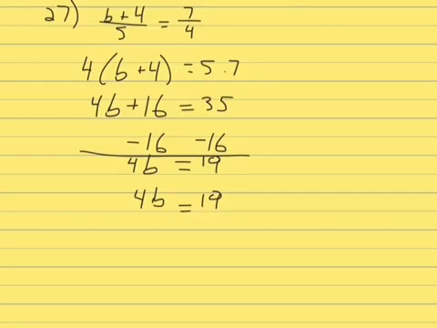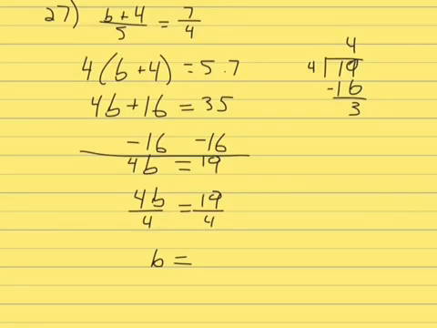We need to divide both sides by the coefficient, and we get b equals 19 divided by 4. Actually, let me do it down here a little bit lower. Sorry. 19 divided by 4, and oops, 4 goes into 19 4 times. That's 16, and we've got 3 remaining.